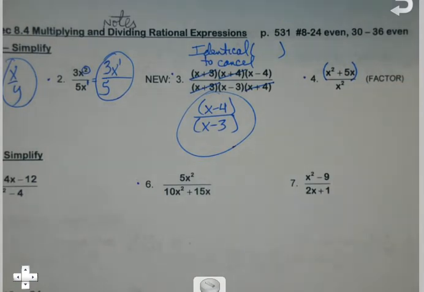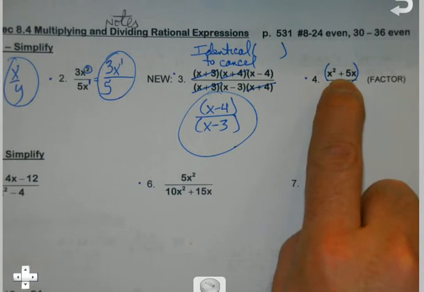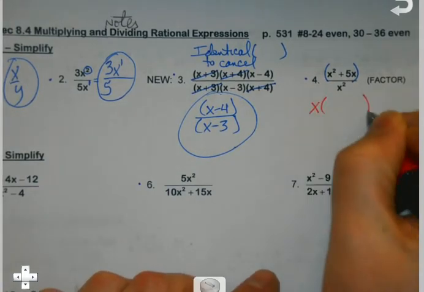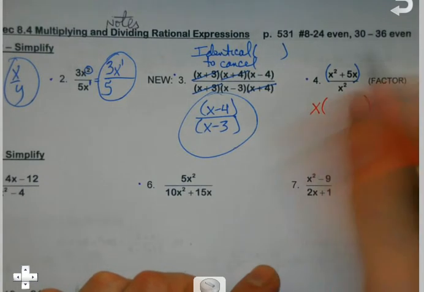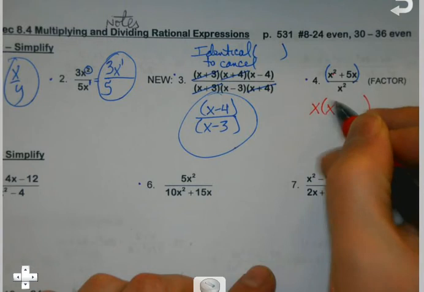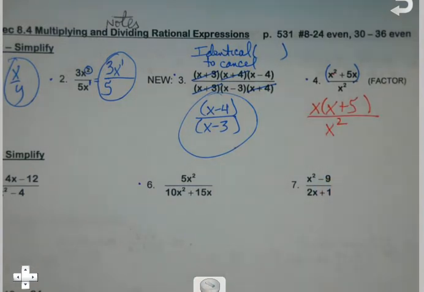There is a bond there. Plus or minus binds those two terms together, the x squared and the 5x. It's a package deal now. But here's the question. Do those two terms have anything in common? X. Okay. So I can take an x out. X times what gets me to x squared? X plus 5.